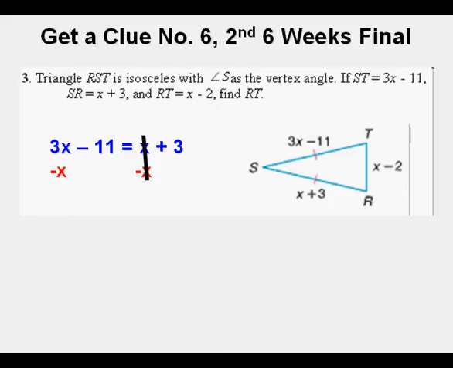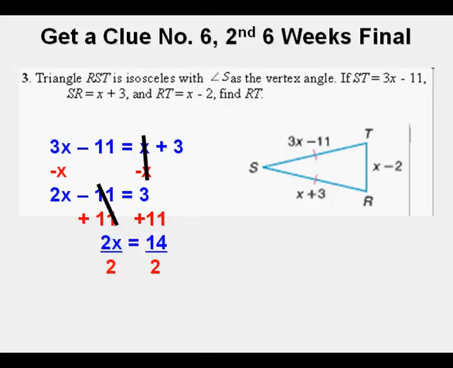We cancel x minus x on the right side. We bring down what's left, 2x minus 11 equals 3. We now add 11 to both sides of the equation. We cancel negative 11 plus 11 on the left side. We bring down what's left, 2x equals 14. We divide both sides by 2, cancel 2 over 2 on the left side. We bring down the result, x equals 7.